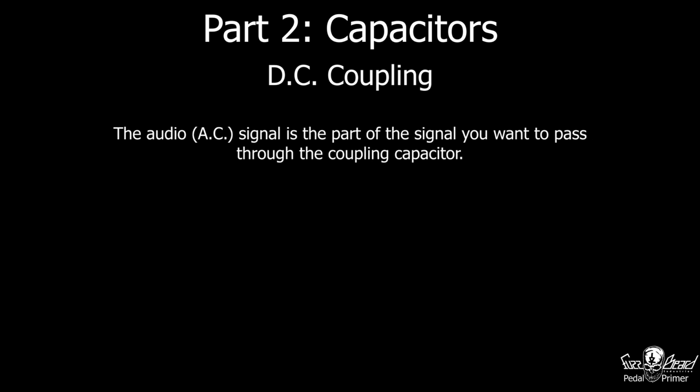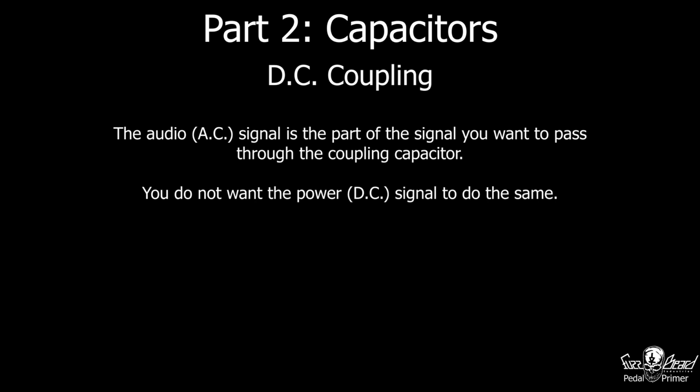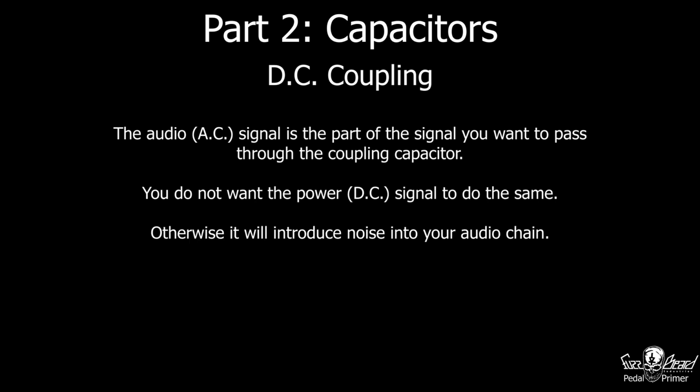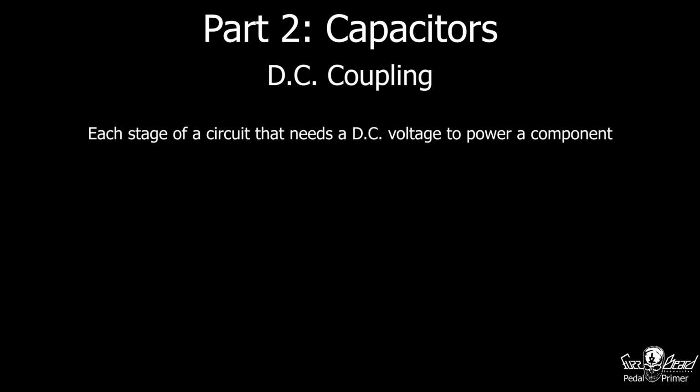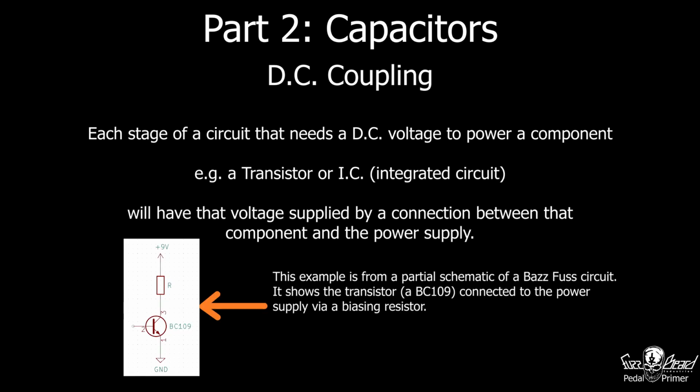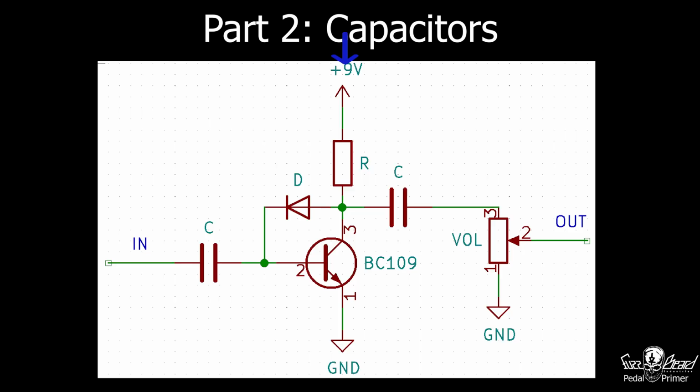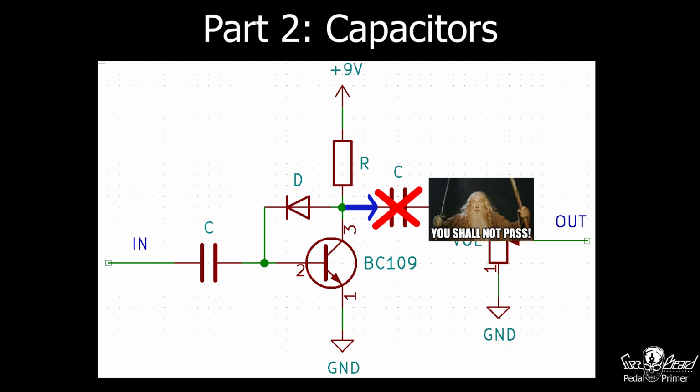Now, whilst you do want the AC or audio signal to pass from one stage to the next, you do not want the DC or power signal to do the same, or it will introduce unwanted noise into your audio chain. Each stage that needs DC voltage to power a component, such as a transistor or an IC, will have that voltage supplied via an individual connection routed from the power supply to the required stage. This means that each stage is able to receive the voltage that it needs from the power supply, but that the DC signal from the power supply does not pass between the stages and interfere with the audio.